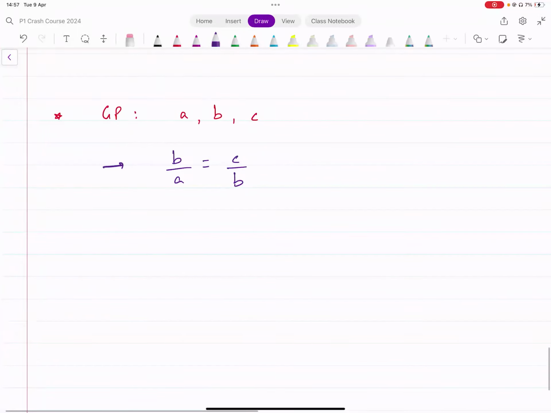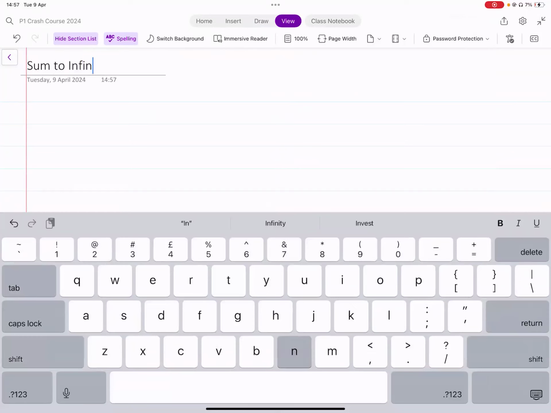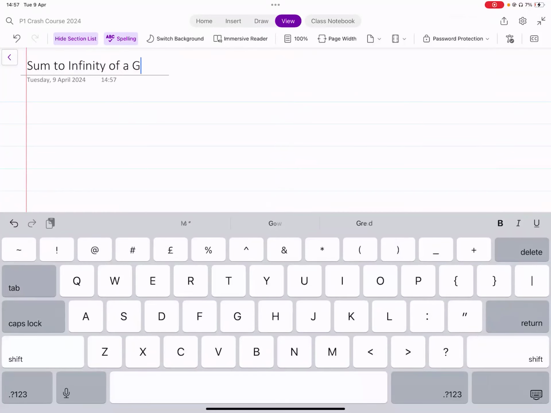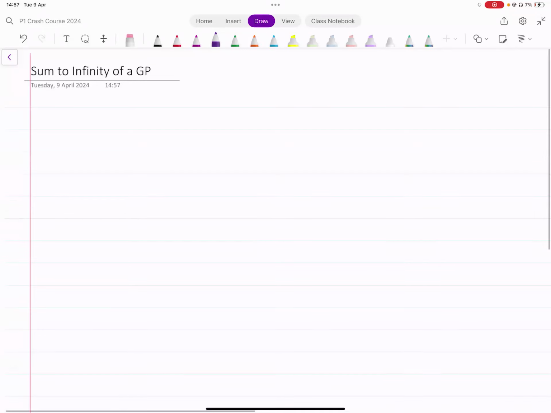Now there's one thing that is left, and that is the sum to infinity of a geometric progression. Now let's talk about this. Let's talk about what the sum to infinity of a GP is. What does that statement mean in the first place? Sum to infinity. What's infinity?